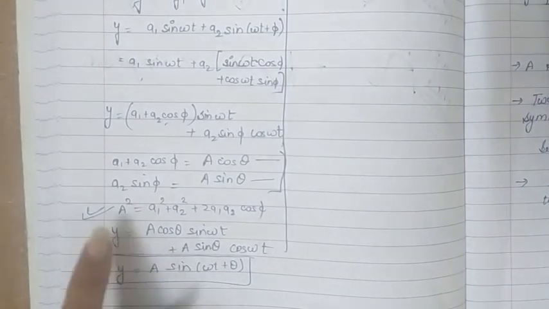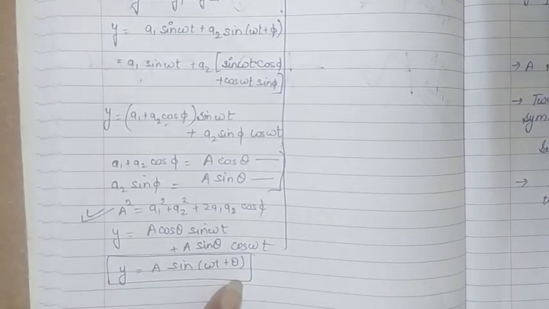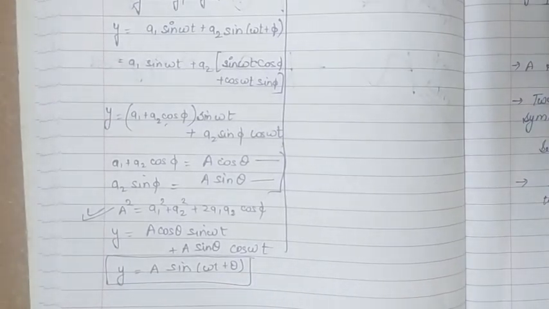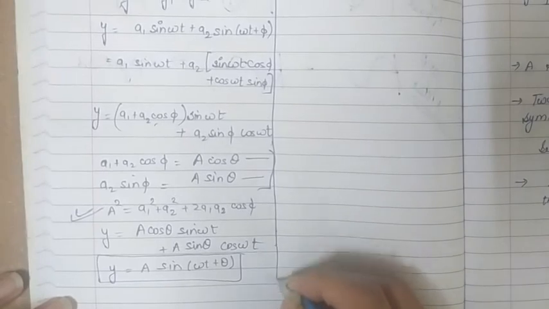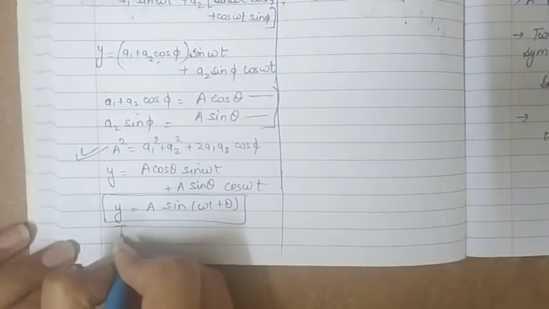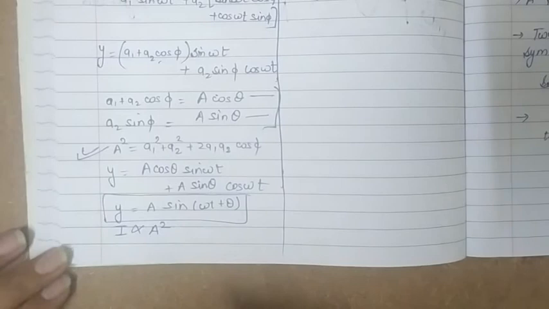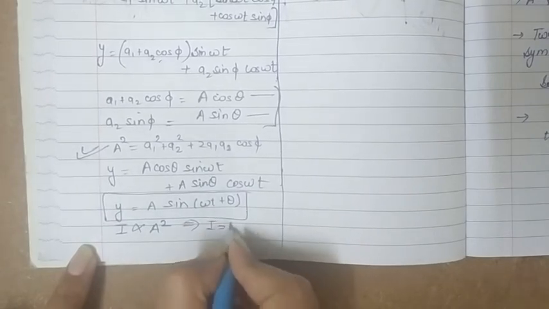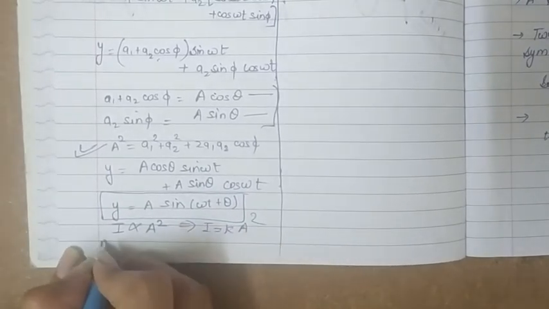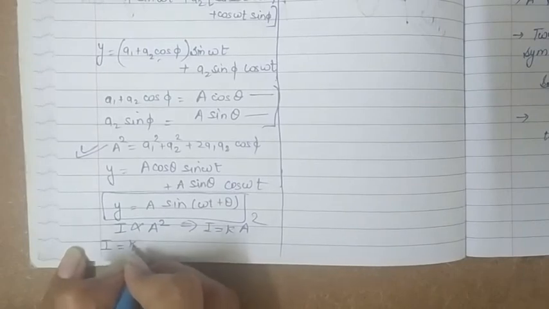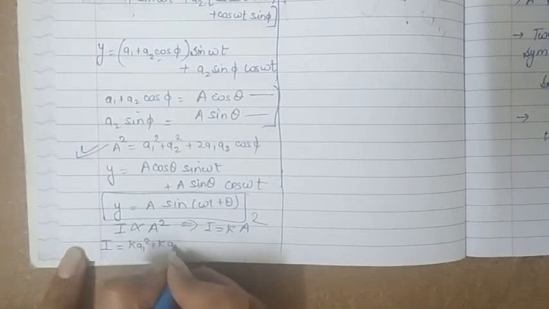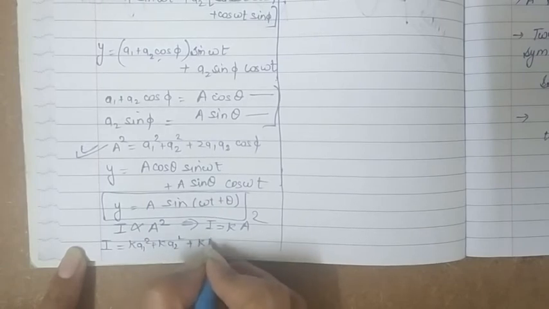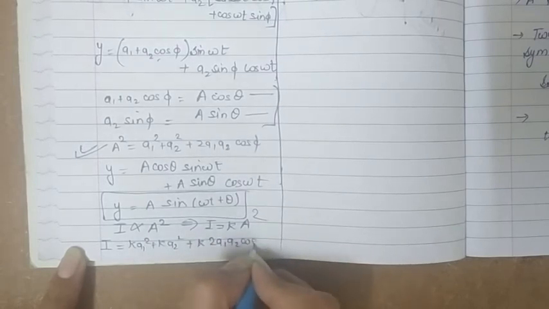So we have amplitude, we have the resultant wave, and this is the phase angle. Now we know that the intensity of a wave is proportional to the amplitude square. So the intensity of any wave is directly proportional to the square of the amplitude. That means it is given as I is equal to some constant k times a square. So we get the value I as k a1 square plus k a2 square plus 2 k a1 a2 cos phi. This is the required value of intensity.